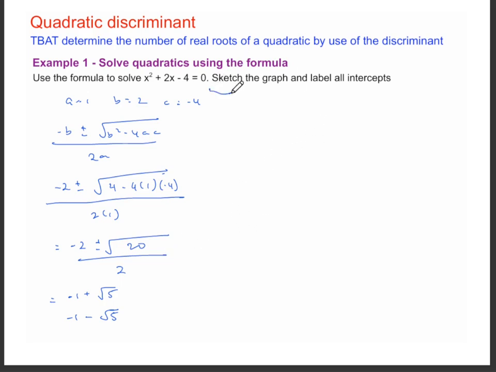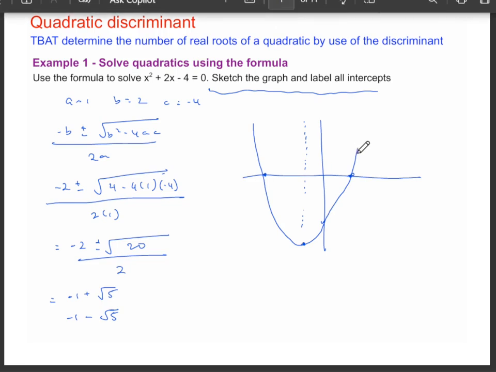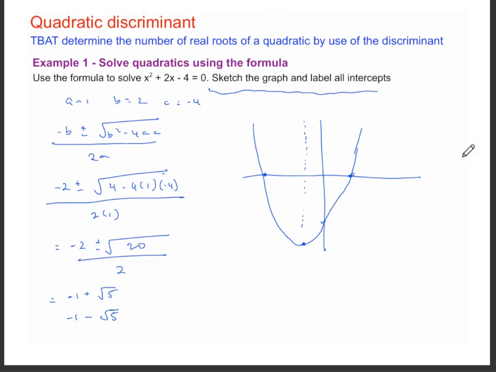Now I want to also sketch the graph, and I want to label the intercepts as well. So for this one, we know that the two points at which it intersects the x-axis are negative 1 minus root 5 and negative 1 plus root 5, right? And right in between both of them will be its vertex, and your y-intercept is negative 4. So it will look something like this, and it goes up to the top. Now that's the first example.